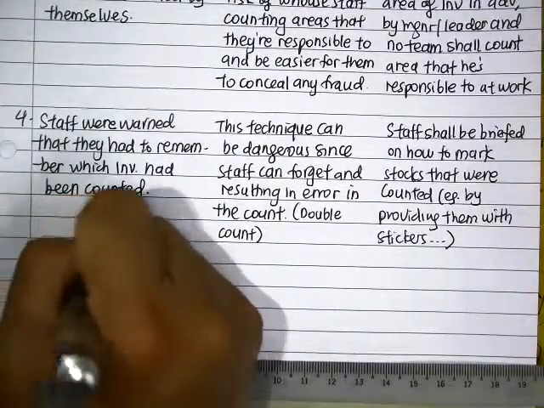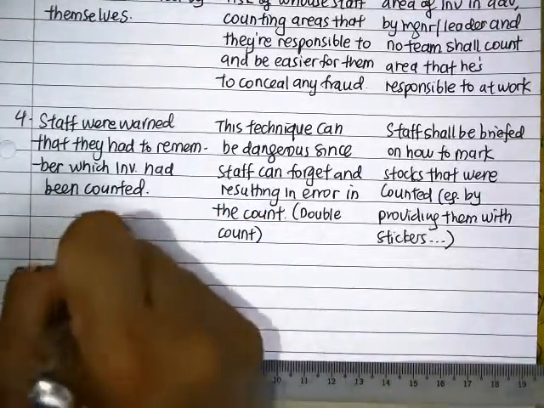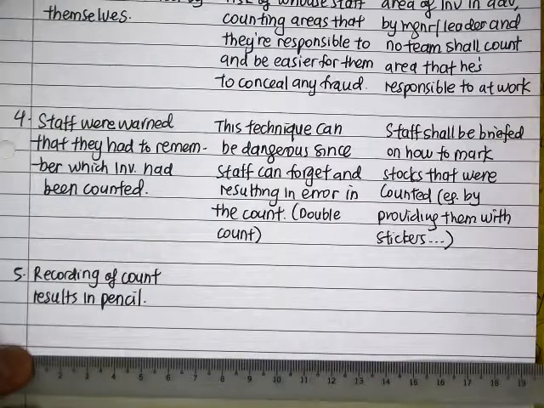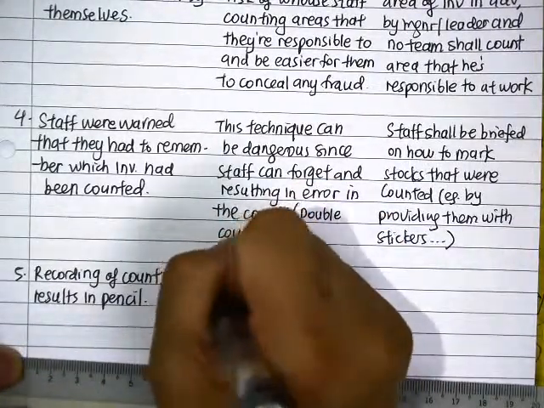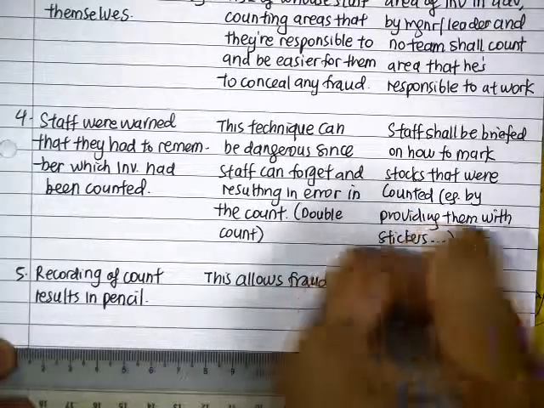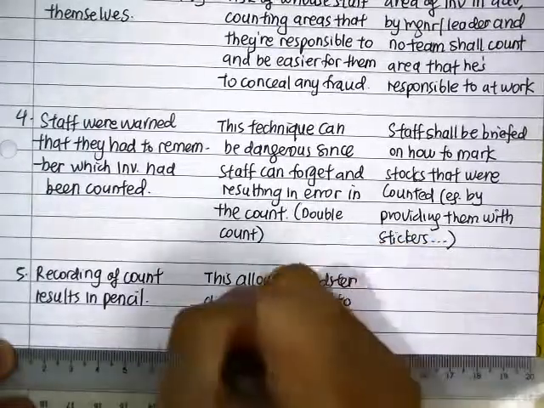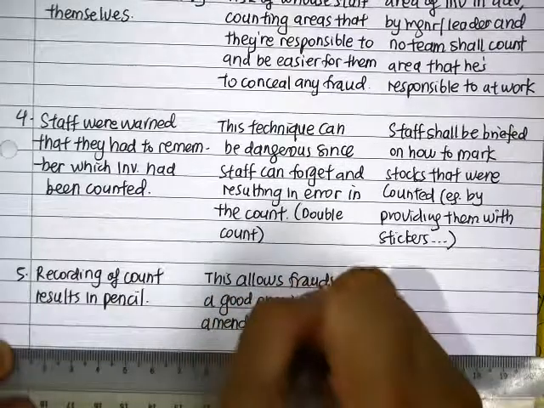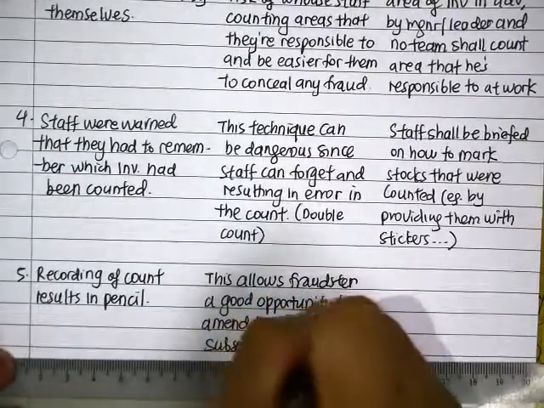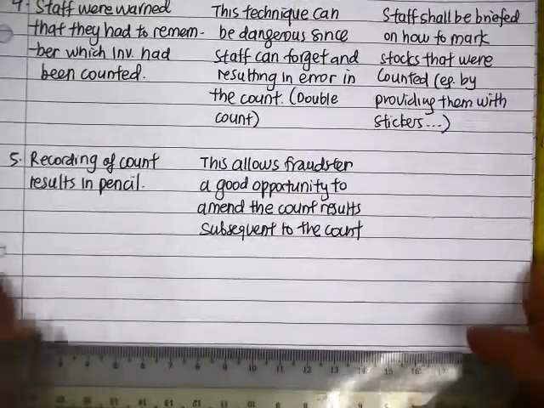So the recording of the count results in pencil is a weakness. Okay, now what weakness is that? This allows a fraudster a good opportunity to amend the count results subsequent to the count, which is exactly what we try to prevent.